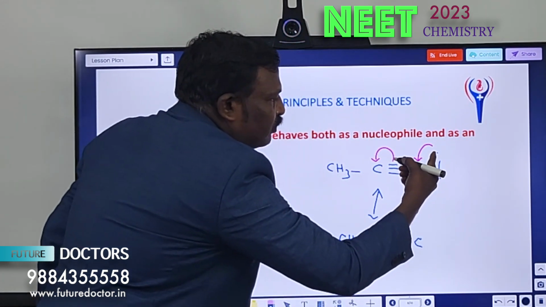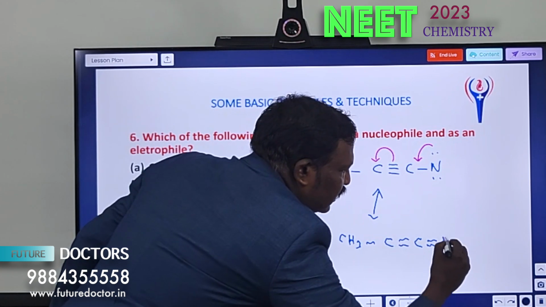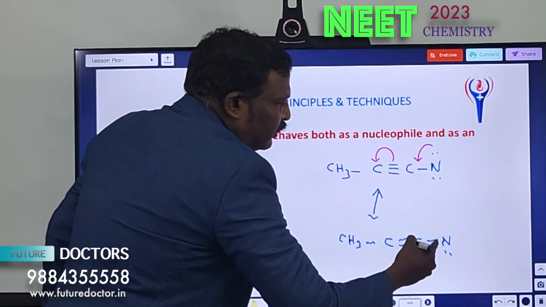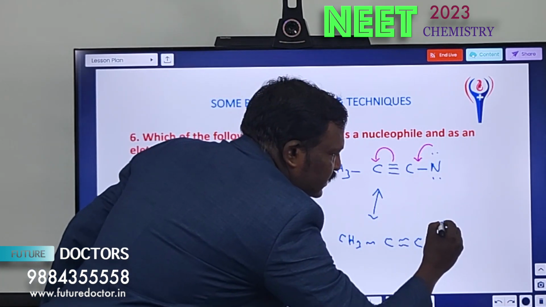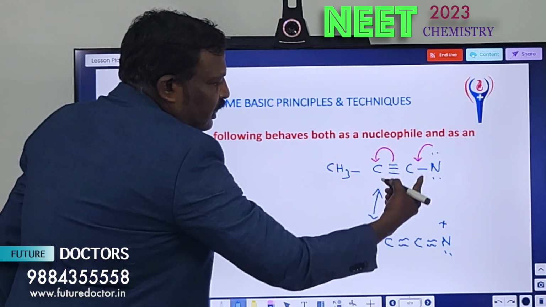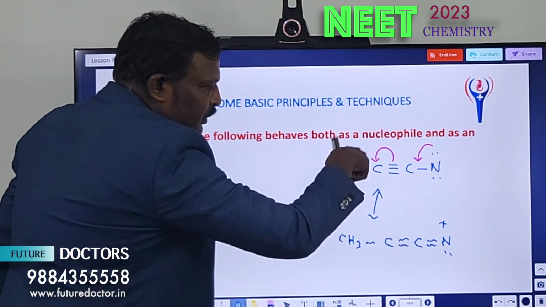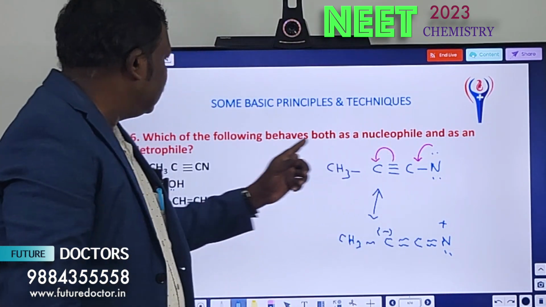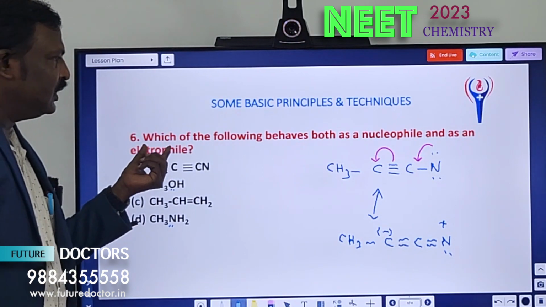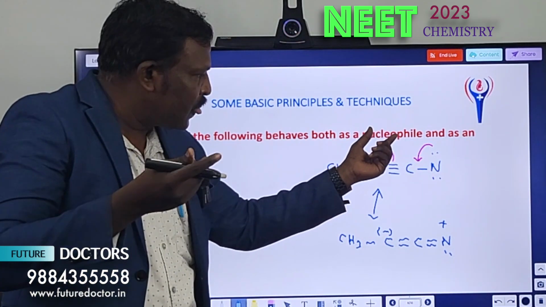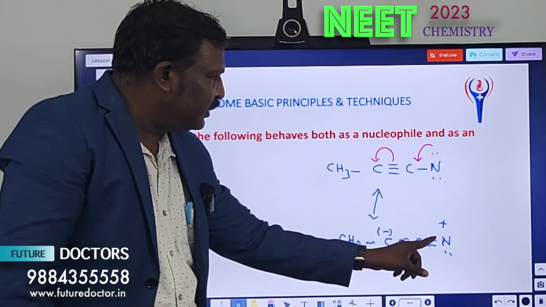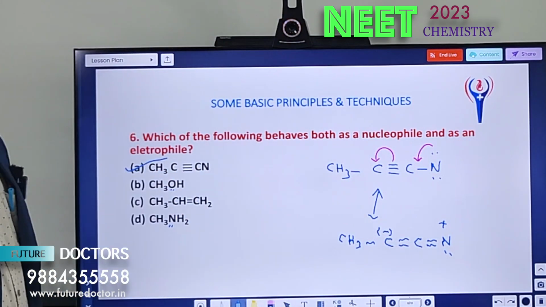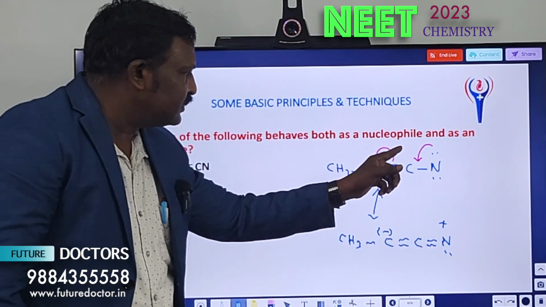C, now this lone pair makes one bond, so double bond, N. The lone pair of electrons is already present. Now this lone pair makes a bond, so I put a plus charge. Then a double bond will be formed here, this bond will break, and a negative charge forms here. Now a positive charge is also present. I told you already, electrophile means positive charge, nucleophile means lone pair of electrons. But in this species, a positive charge is also present and a lone pair of electrons is also present. So this acts as both. Are you following? This acts as both a nucleophile group as well as an electrophile group.